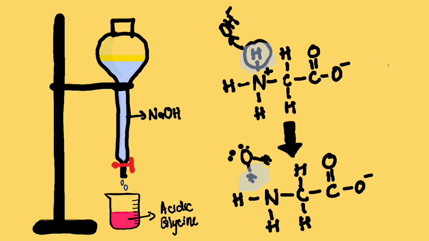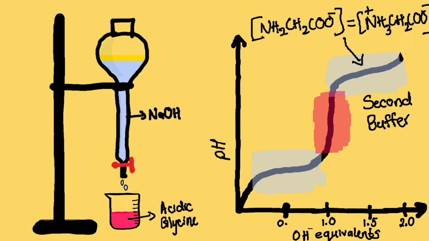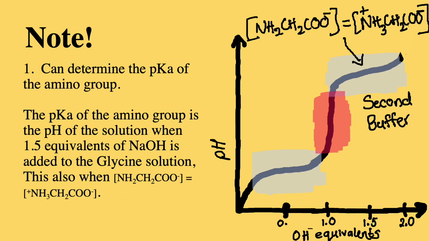When the concentration of NH3+ CH2 COO- is equal to the concentration of NH2 CH2 COO-, the glycine solution now acts as a buffer again and has entered the second buffer stage. Similar to the first buffer stage, this is the point at which we determine the pKa of the amino group, the pH at which the concentration of NH3+ CH2 COO- is equal to the concentration of NH2 CH2 COO- is the pKa of the amino group.